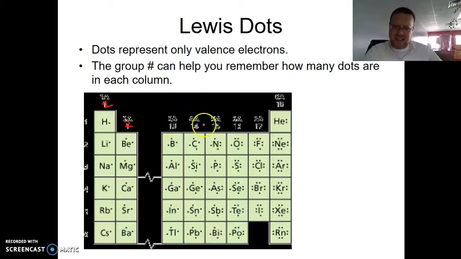When you get over here into the teens for group numbers, group 13 has 3 valence electrons, group 14 has 4, 15 has 5, and so on. So really you can just look at the ones place to tell you how many valence electrons those atoms would have.